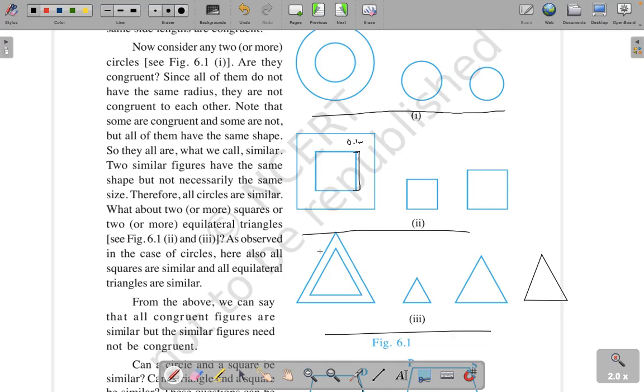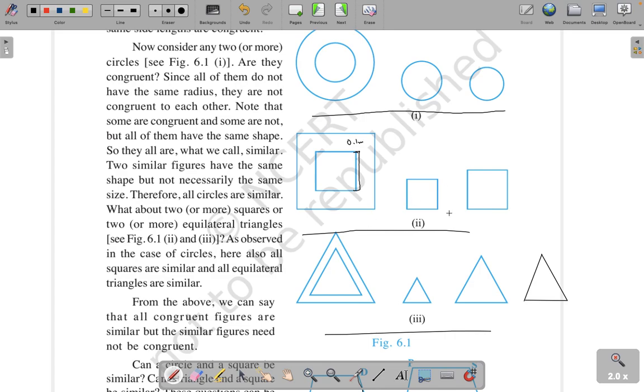For example, these two triangles are similar, but are they congruent? No, because they have different size. The criteria for congruency is they should have the same shape and size. Here they have the same shape, but they are of different size. Okay, this is one thing.